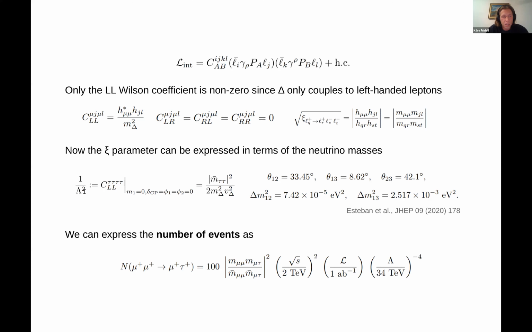We will now define a scale lambda at the central values of all the PMNS mass splittings and angles, just to have a scale to talk about, because it depends highly on these values. Using this scale, we can express the number of events as shown down here. If we have a central mass energy of 2 TeV, one inverse attobarn integrated luminosity, and a new physics scale at 34 TeV, we would see around 100 events.